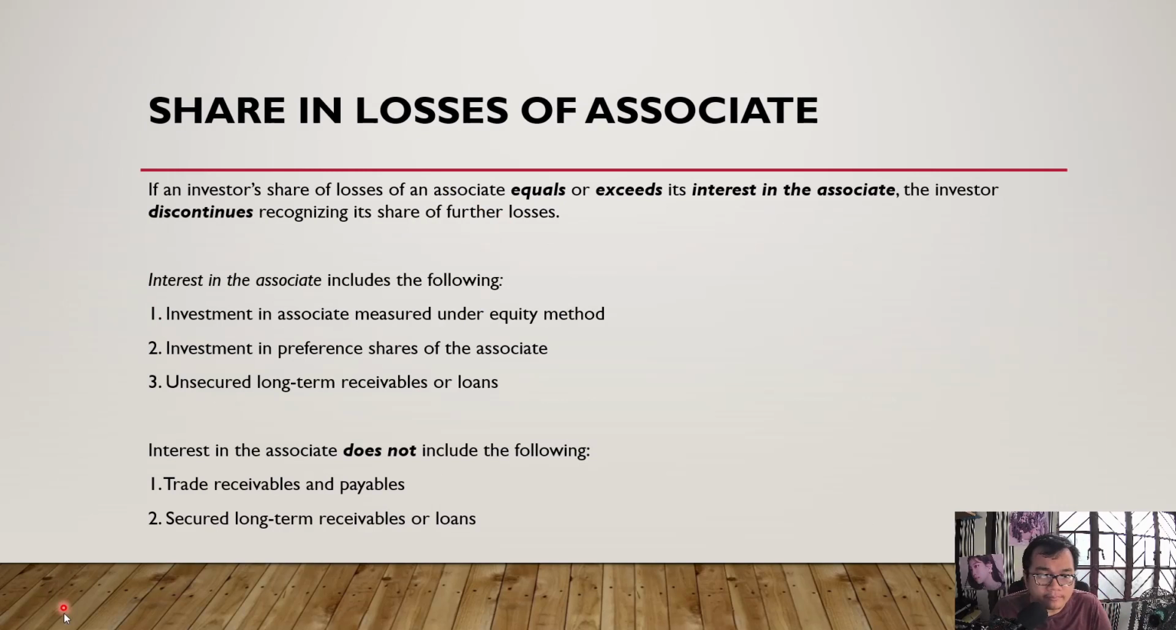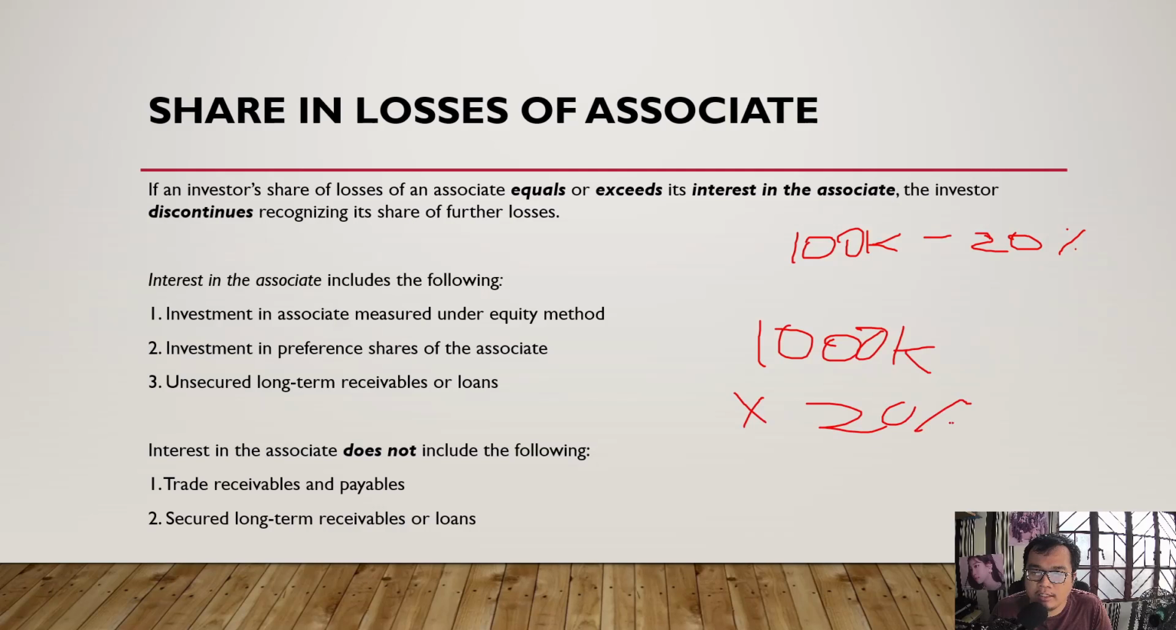So, how is that? Let's check, for example, your investment in the associate as of now is 100k. Let's say that is what remains. That is your beginning balance for the current period in your investment in associate account, just 100k. Now, your associate, let's say for example your holdings in it is 20%. This associate incurred 1 million in losses. Your holdings are 20%, so 20% times 1 million is how much? 200,000. A 200,000 loss.